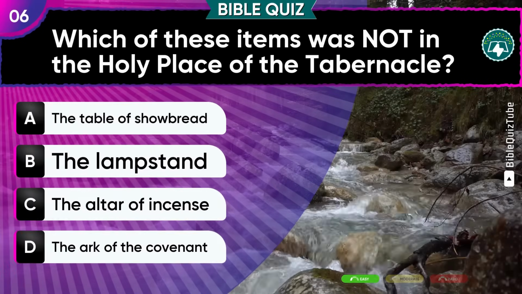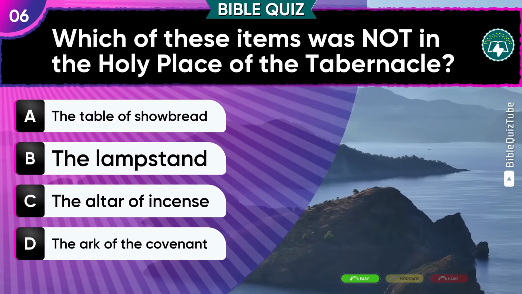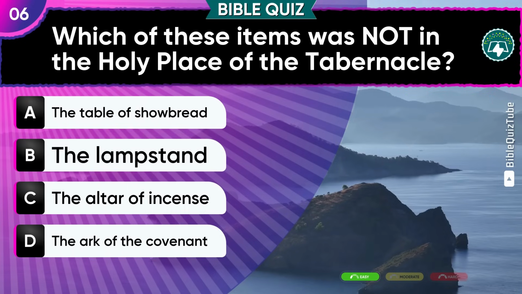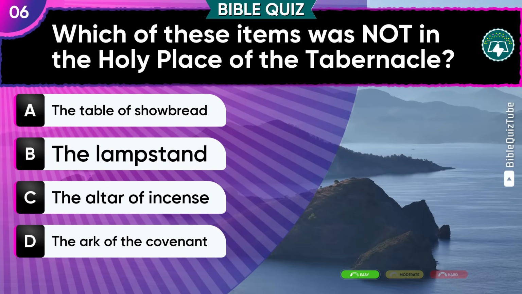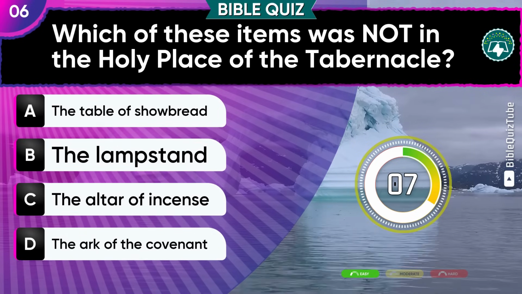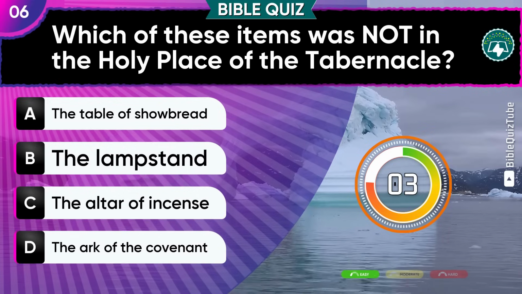Question 6. Which of these items was not in the holy place of the tabernacle? Test your knowledge. A. The table of showbread. B. The lampstand. C. The altar of incense. D. The Ark of the Covenant.